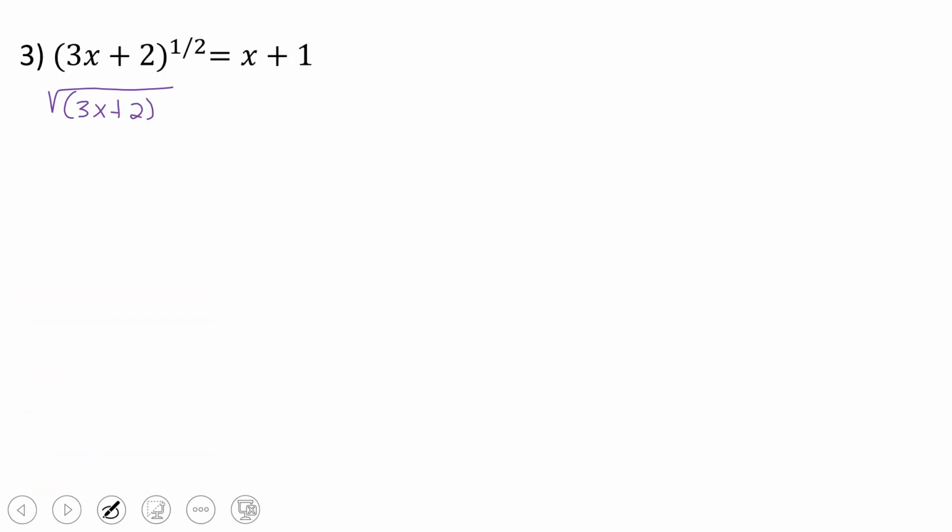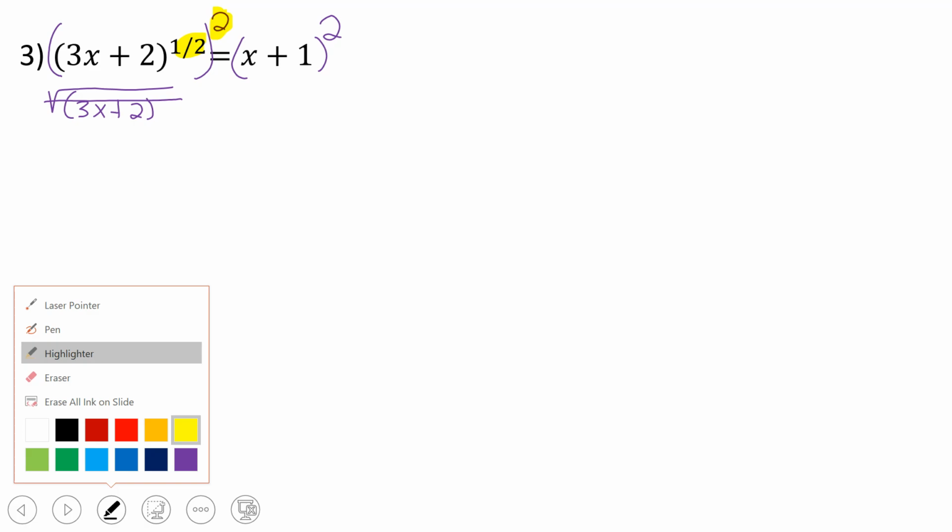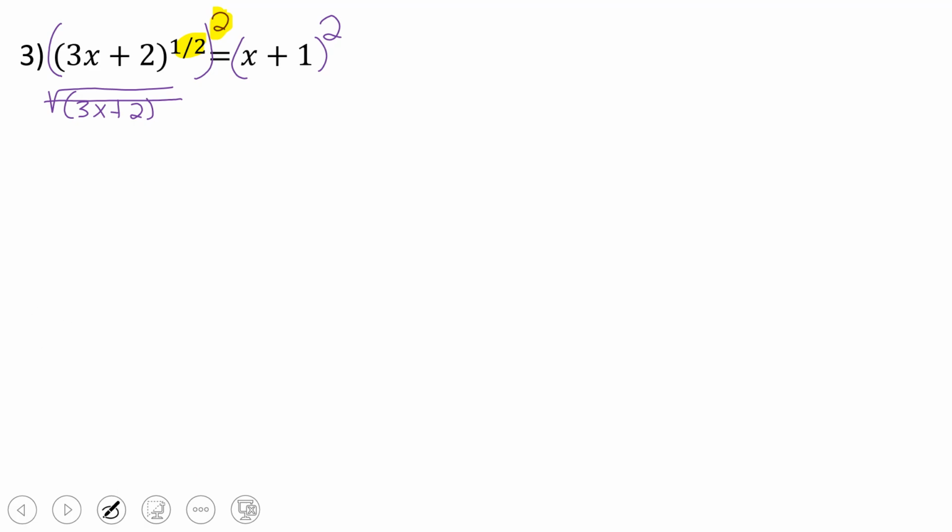You don't have to write it in the square root form. It's up to you. But we're going to undo it the same way no matter what. I'm going to take that left-hand side, I'm going to square it. And I'm going to take the right-hand side and I'm going to square it. Remember, squaring or power to a power is just multiplying. So that would give you 1. So this is just 3x plus 2.